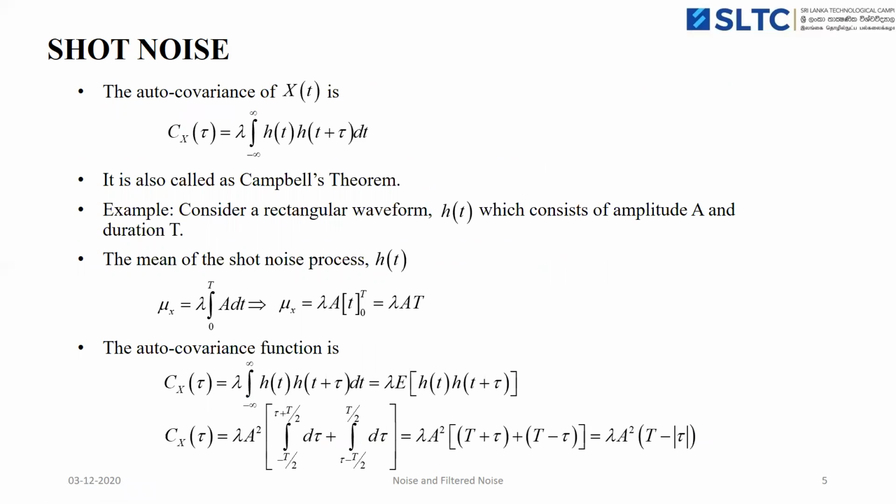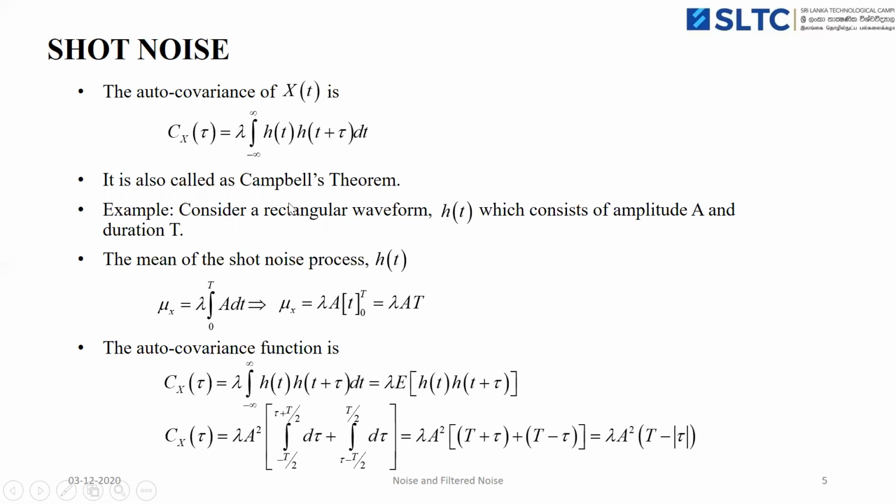Similarly, we can find out the autocovariance of the short noise x of t, which is cx of tau equal to lambda integration from minus infinity to plus infinity of h of t into h of t plus tau dt. This autocovariance of the short noise is also called Campbell's theorem.